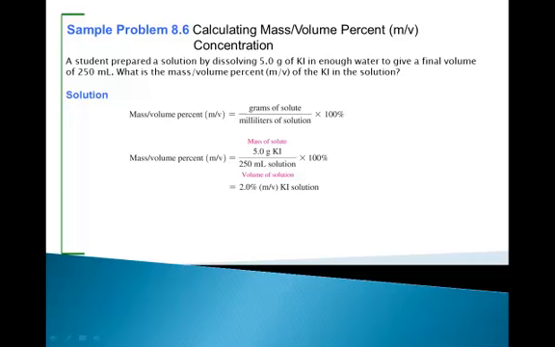And I have a solution that has 5 grams of KI and enough water to give a final volume of 250 milliliters. So I'm going to put my solute on the top, my 5 grams, then I'm going to put my volume in milliliters on the bottom, so 5 grams over the 250 milliliters. And then I'm going to divide and multiply by 100. This one has 2 significant figures, this one also has 2, so my final percent has 2, and it ends up with 2% mass by volume.